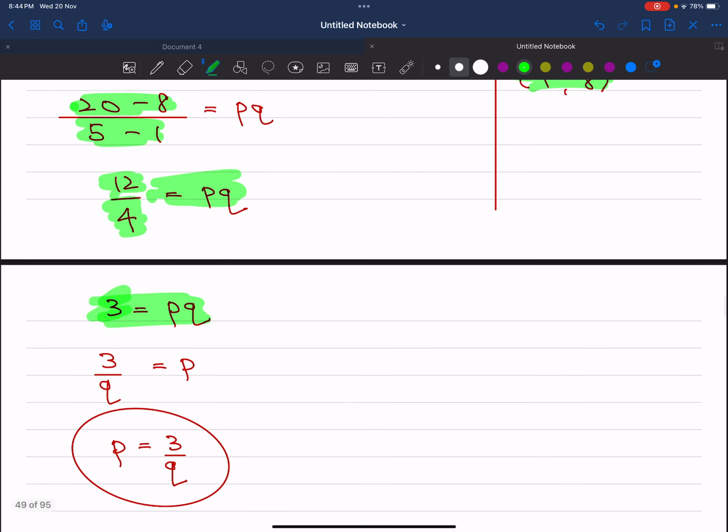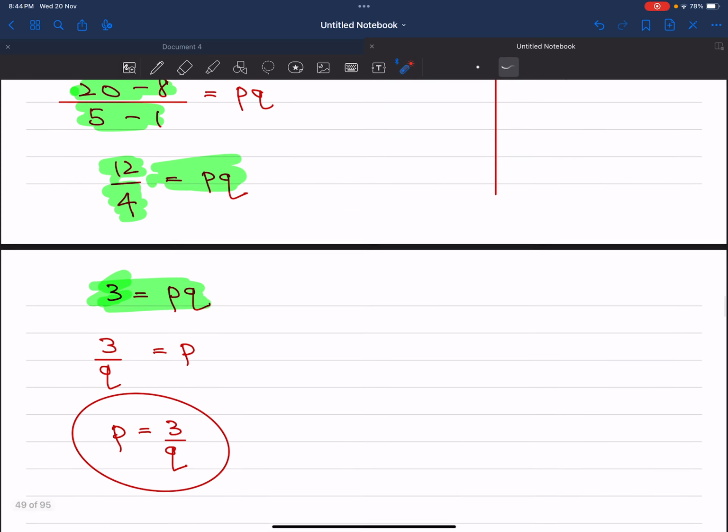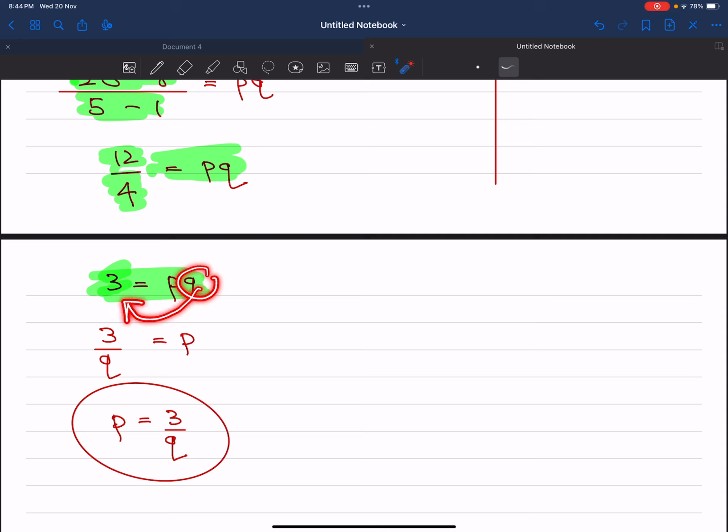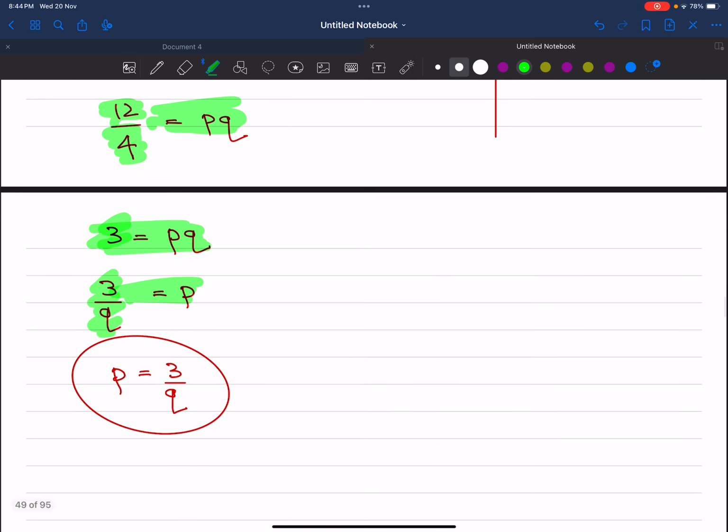We are looking for p. So the q I transfer to the right-hand side, and I get p equals 3 over q. So our answer, p in terms of q, p equals 3 over q. We got our first part of the answer.